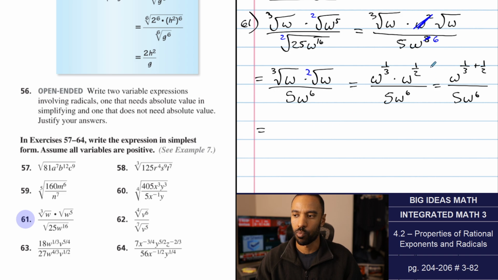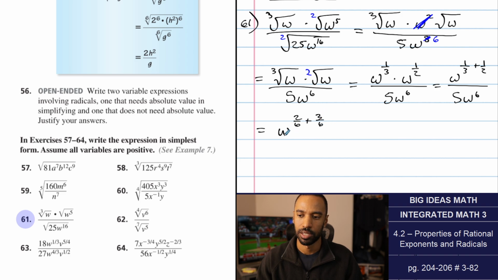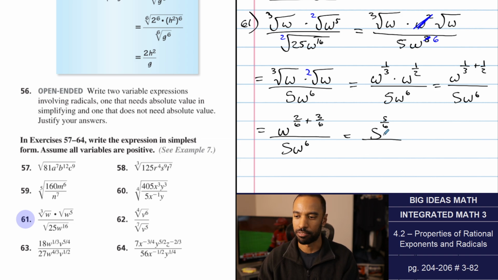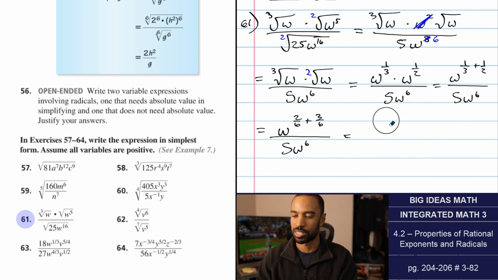Now 1/3 plus 1/2 needs a common denominator. Multiply this by 2 over 2 and 3 over 3. This becomes w to the 2/6 plus 3/6 over 5w to the 6th, which equals w to the 5/6 over 5. What? That's a 5, that's not a w. Which is w to the 5/6 power over 5w to the 6th.